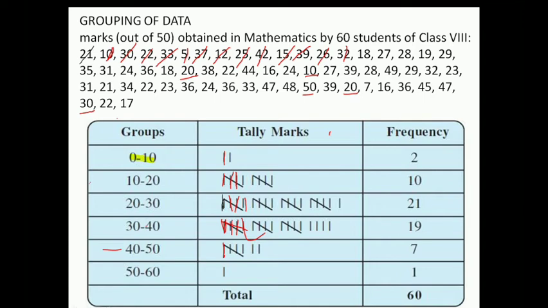So like this, you have to draw tally marks and write the frequencies 2, 10, 21, 19, 7, 1, and you have to add them. To check that it is correct as per the given data: this is data of 60 students and I have got a sum of 60 here.